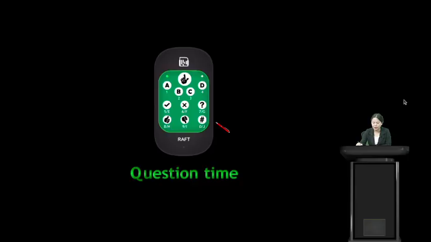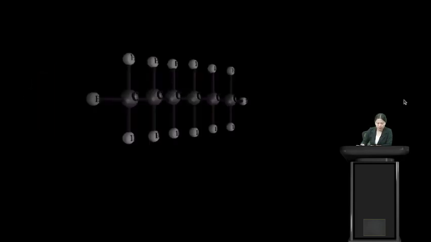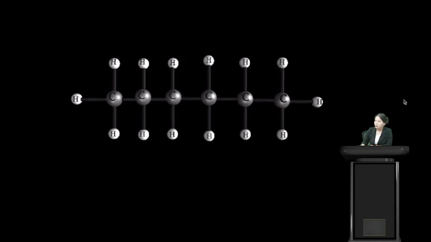Very good students. Now, let us see some examples of nomenclature. Nomenclature is the naming of organic compounds. Let us see here. How many carbons do we have? We have 1, 2, 3, 4, 5, and 6 carbon atoms in this compound. So if the number of carbon atoms is 6, what is the prefix that we use?